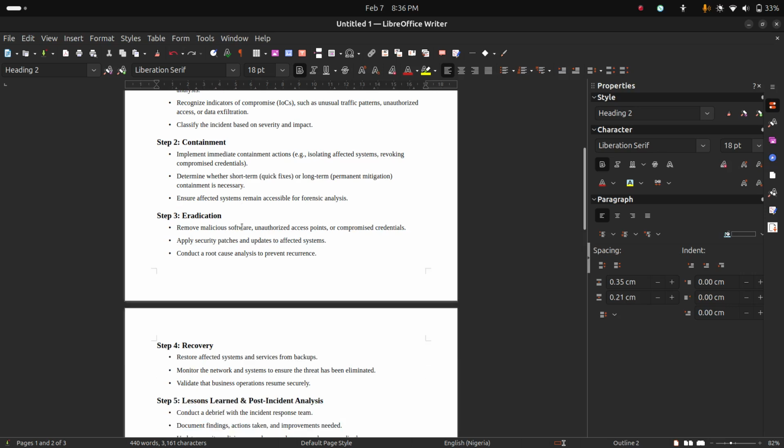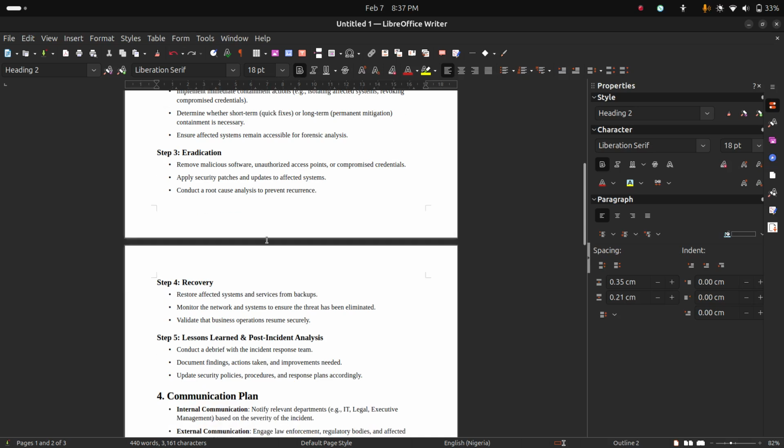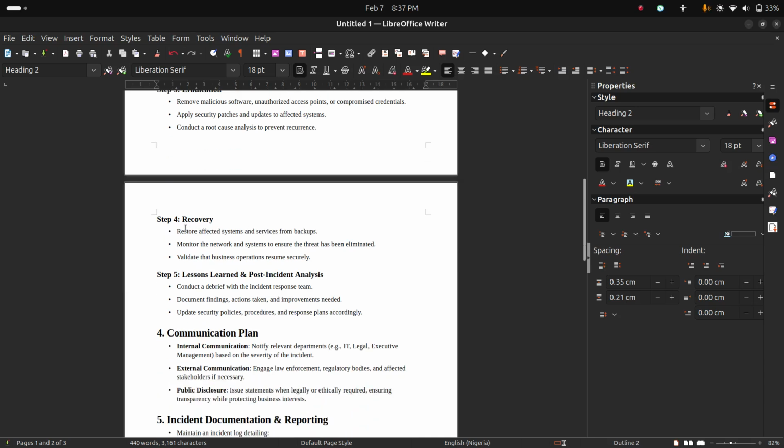The next step is eradication. We have to remove the malicious software, unauthorized access points, or compromised credentials, then apply security patches and updates to the affected systems. Then conduct a root cause analysis to prevent recurrence. The next is recovery.